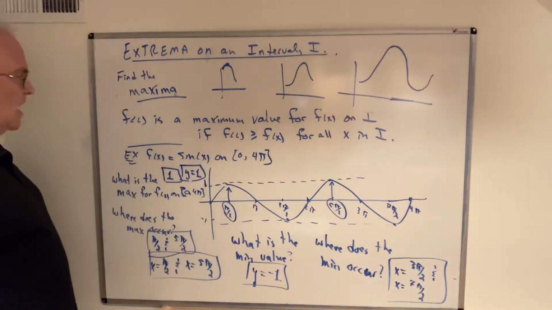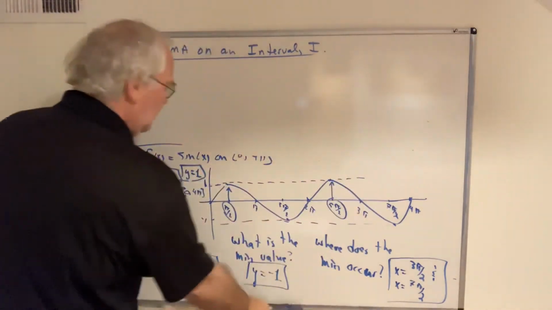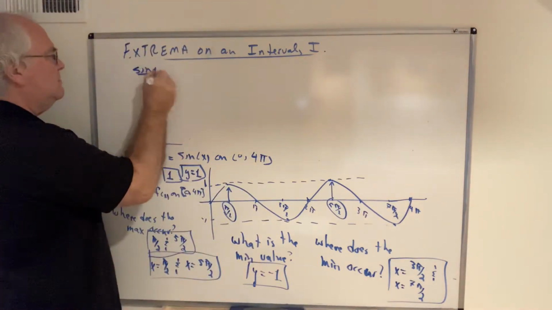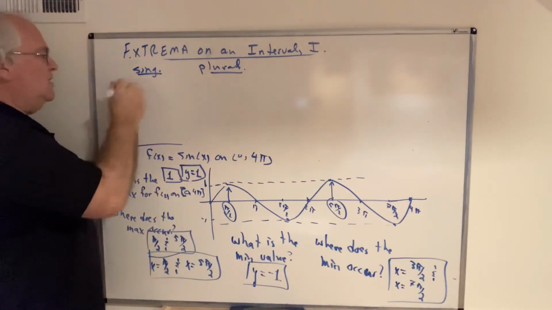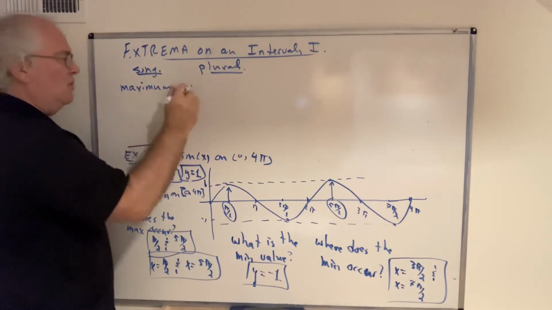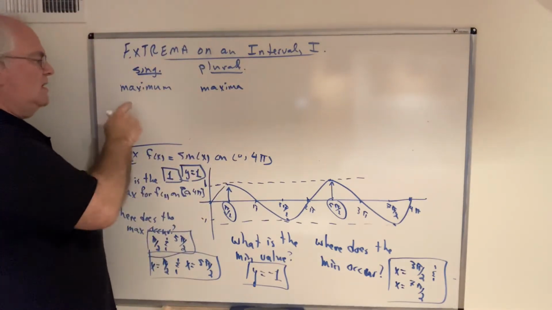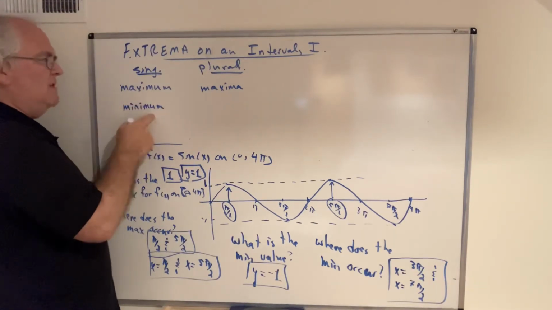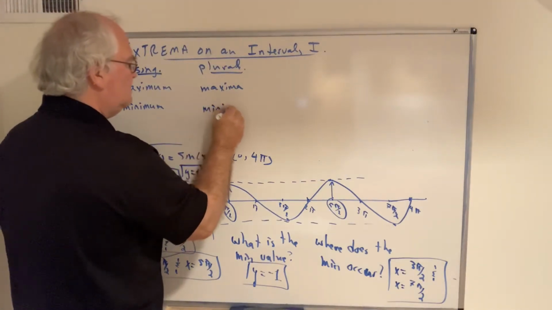All right. So I'm going to clear this out a little bit. I'm going to talk about our little Latin lesson here. Singular, plural. I feel like I'm teaching a foreign language here. Singular, maximum. If you have more than one, they are called maxima. Singular is a minimum. If you have more than one, you're talking about several, they are minima.